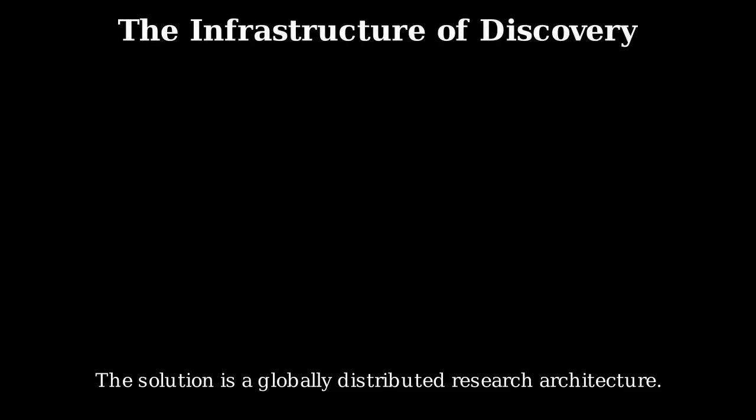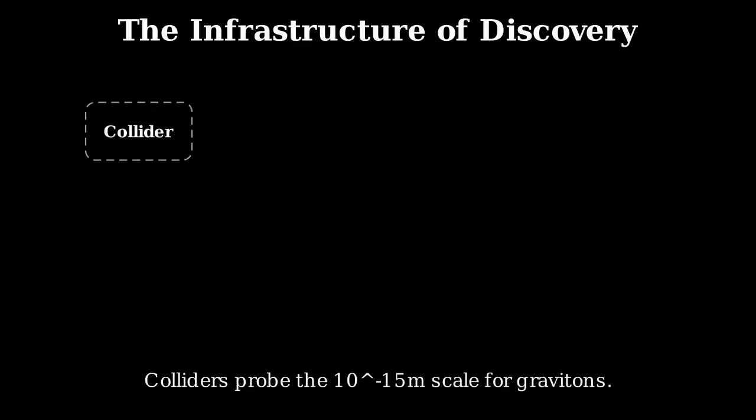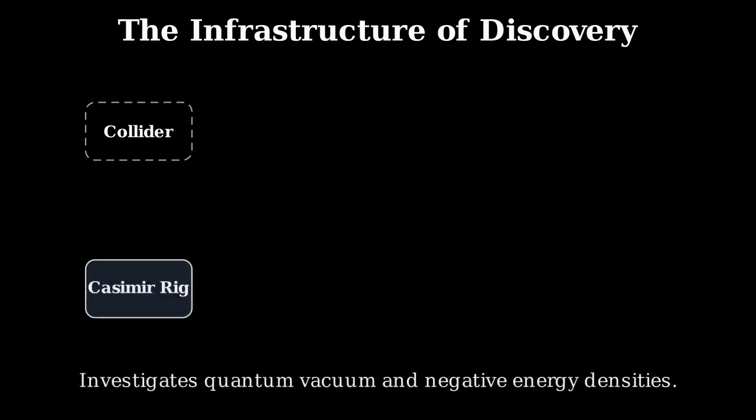Picking up from the profound challenge of manipulating space-time curvature, we see that the solution isn't a single device, but a globally distributed research architecture. This multi-layered approach serves as our essential infrastructure of discovery, allowing us to attack the problem from every possible angle. We begin with high-energy particle colliders. These massive machines probe interactions at the tiny 10 to the negative 15 meter scale. They search for gravitons, or supersymmetric partners, that might reveal how gravity integrates with other fundamental forces.